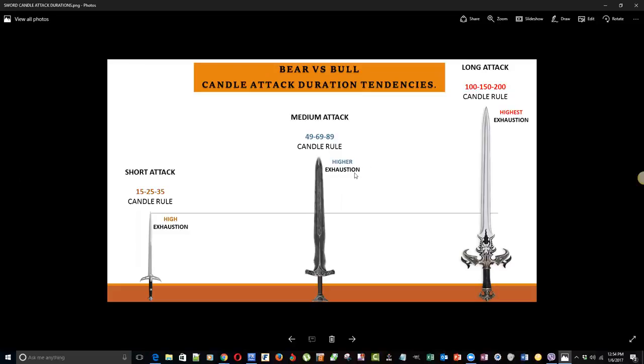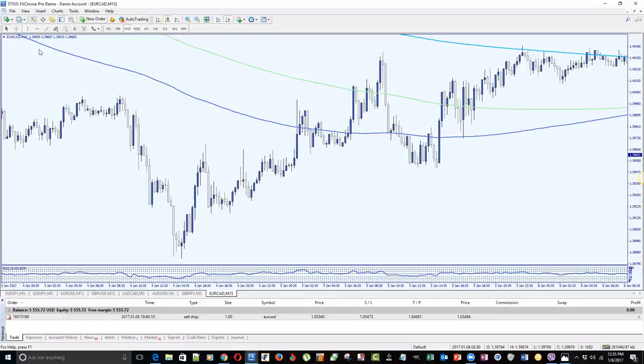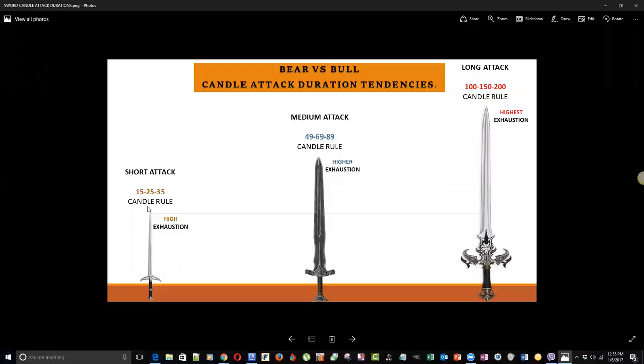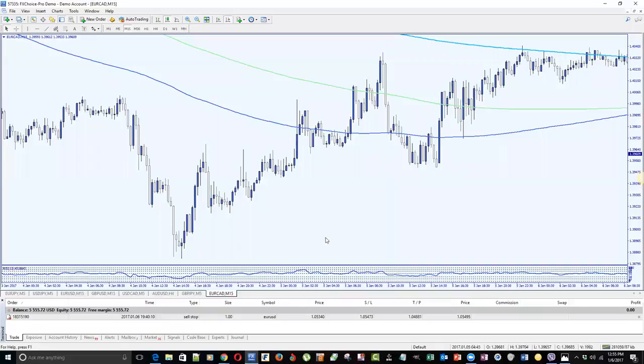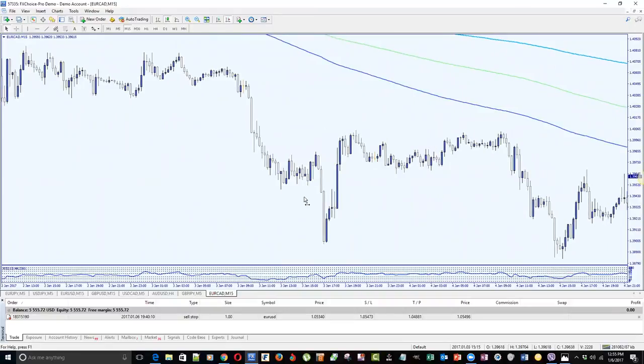So the market has reached higher exhaustion, because the more it committed itself to longer duration moves, the higher the degree of exhaustion. Let's see what happened after it committed to the 74 candles. It reached a point of exhaustion, right? Then a reversal occurred, and it occurred for 20 candles. So then it fell back into the short attack rule, 15 to 25 to 35 candles. After it committed to that rule, what happened next? A reversal occurred, from here to here.